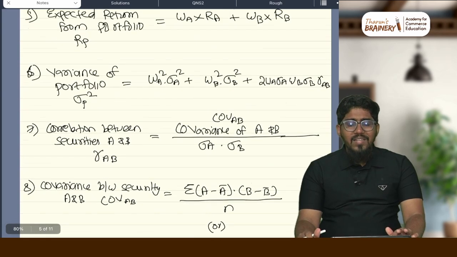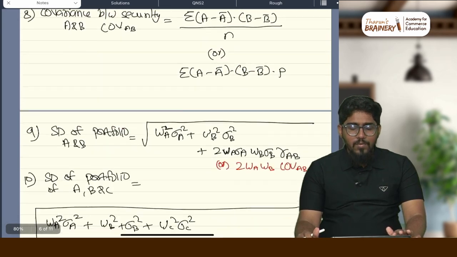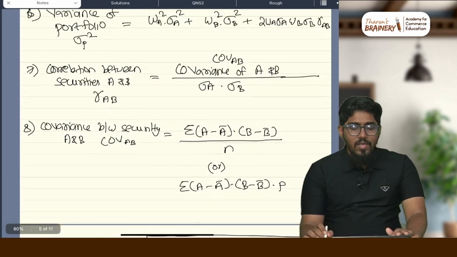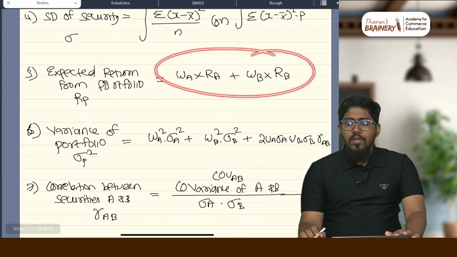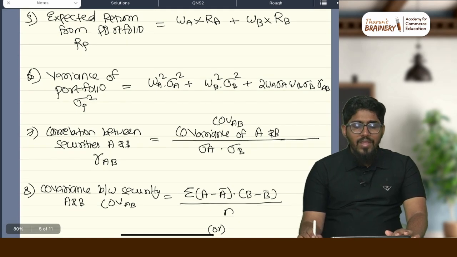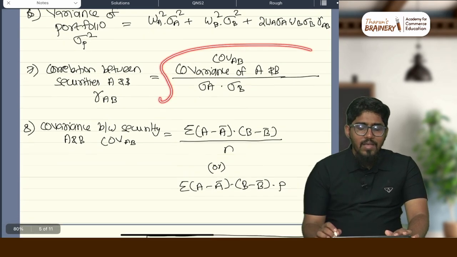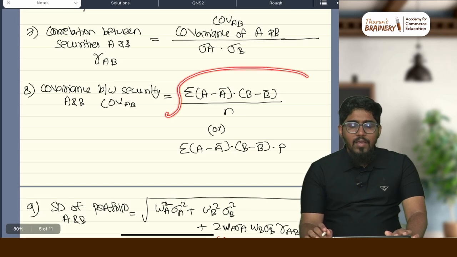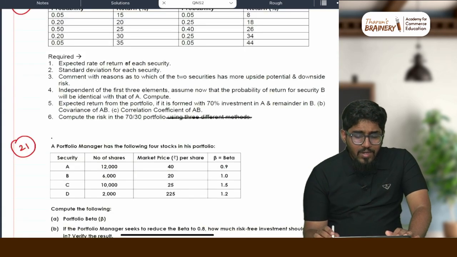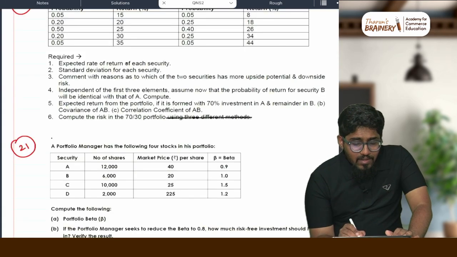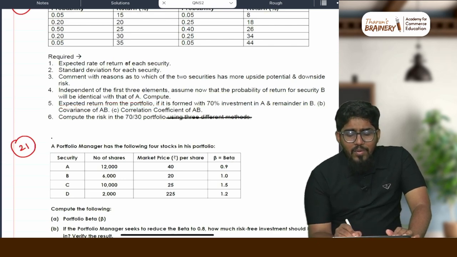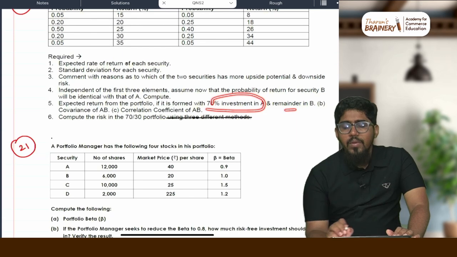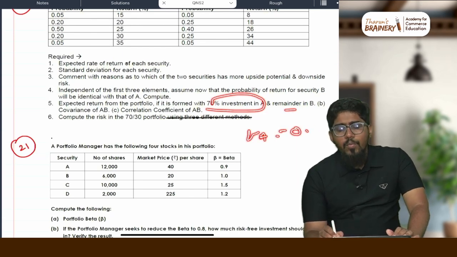If someone is asking what is the risk of the portfolio, this is the risk of the portfolio, standard deviation. If someone is asking what is the expected return of the portfolio, this is the expected return of the portfolio. Are you all with me? So variance of the portfolio, what is the covariance between security A and B. Here they are asking the expected return from the portfolio if it is formed with 70% in A and remainder in B. So weight of A is equal to 0.7 and weight of B is equal to 0.3.